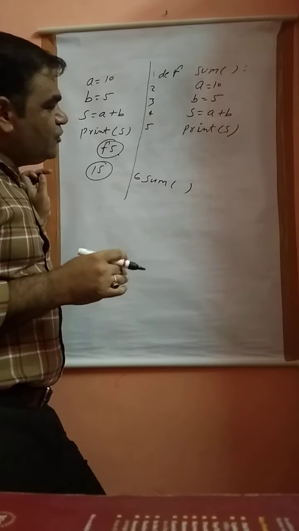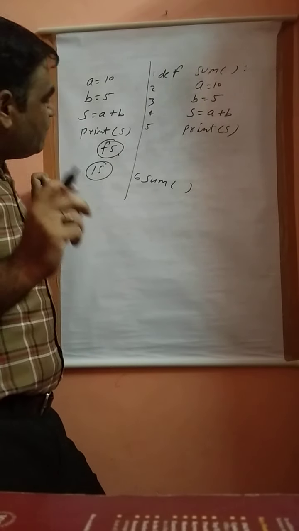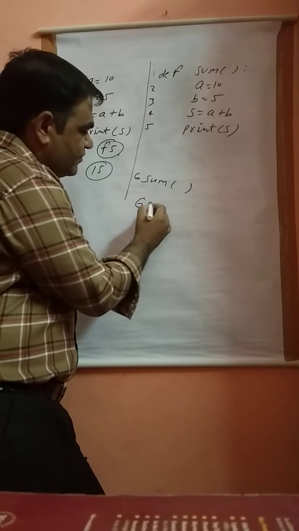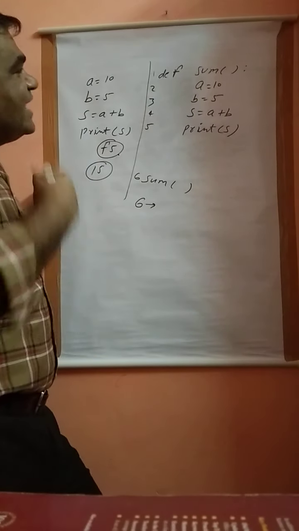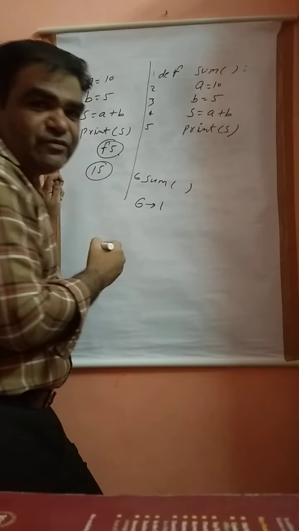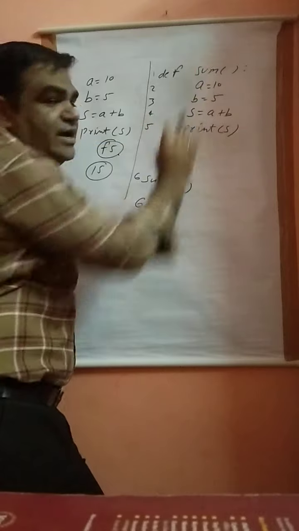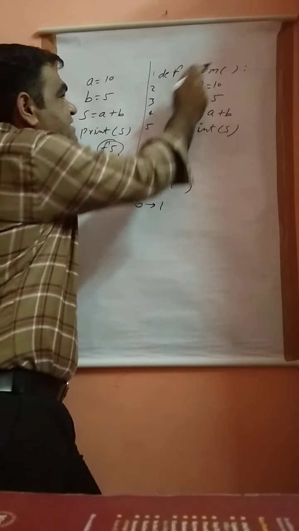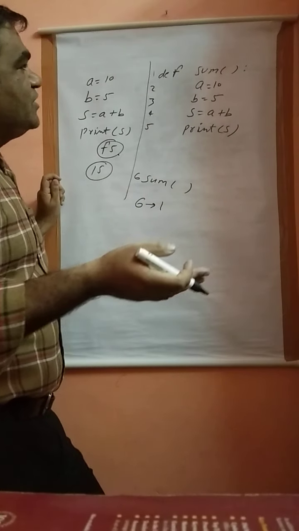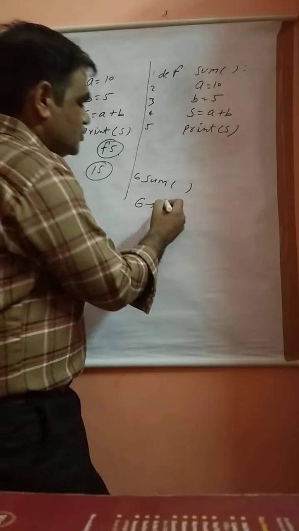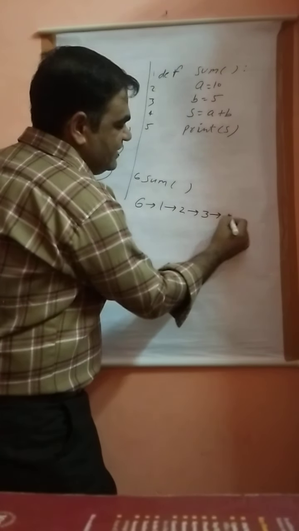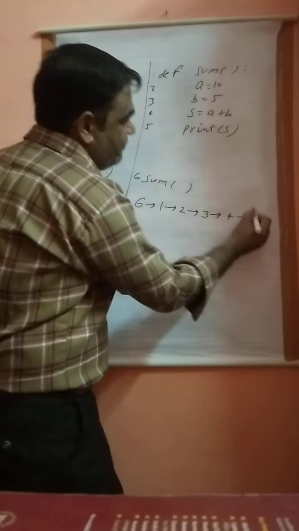I have already told you the execution of a program always starts with the function call. So I write here 6. After that control goes directly to the function definition. So I write here 1. If the names are different, it will generate an error. If the names are the same, it will go inside the function definition block. So after 1 we write 2, after that 3, after that 4, and after that 5.